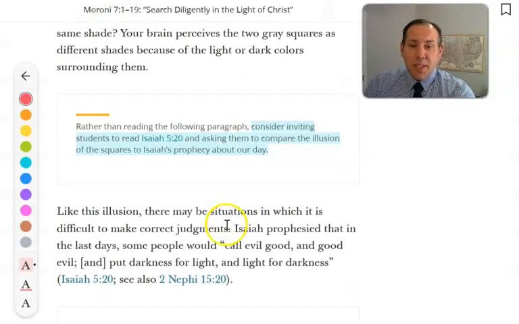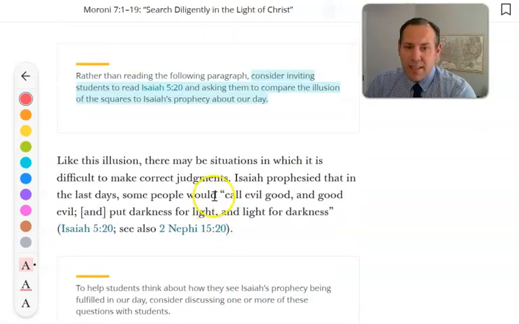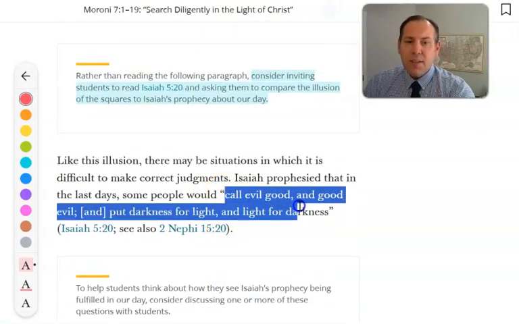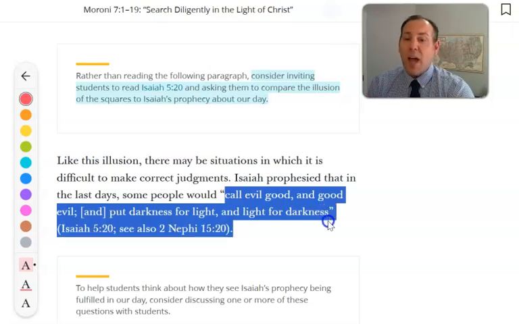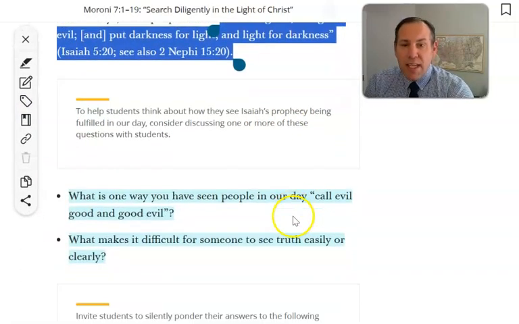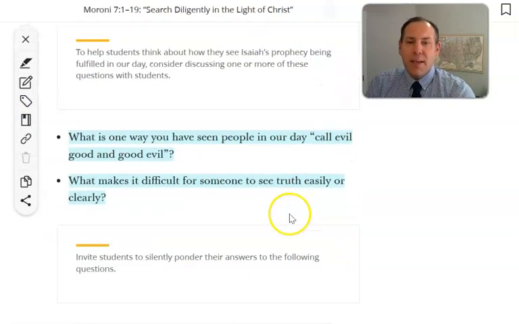Ideally, they had some good experiences and they saw that, yeah, it's tough. It's easy to call good evil and evil good and put darkness for light, light for darkness. That's just a good start to the lesson. I really like that. So we're going to think deeper about this. And so I like both of these questions.